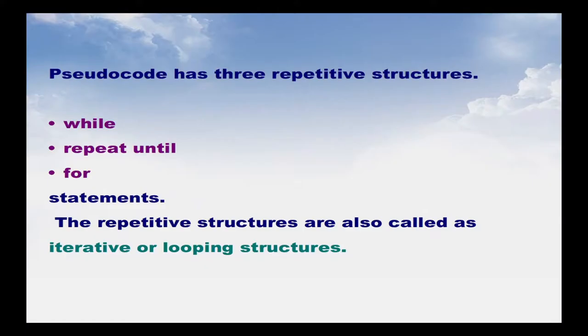Of course, the third construct is repetition structures. These structures are useful when we want a set of statements to be executed a specific number of times. In our earlier modules on flowcharts and algorithms, we have already discussed these structures. Let us now see what the general repetition structures used in pseudocode are. Pseudocode has three repetition structures. They are while, repeat until, and for statements. The repetitive structures are also called iterative or looping structures. We will have a look at them one by one.